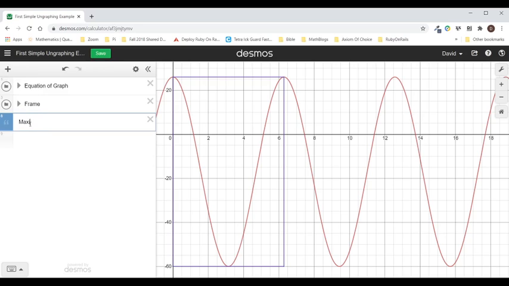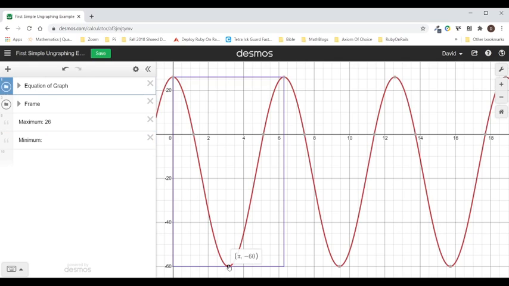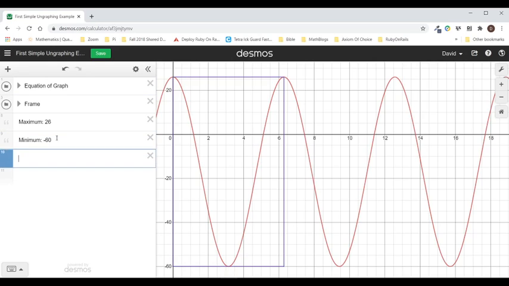In general, if someone hands me a graph, I'm just going to try to guess at it. With Desmos, this isn't so bad. I'm just going to go to the highest point, click on it, and see that the maximum is 26. So I'm just going to put a little 26. I'm going to add another little note. I want the minimum. So I'm going to go to the bottom point. It looks like it's at minus 60 anyways, but yep, it's at minus 60. So it's minus 60. Remember, we still need the middle line.